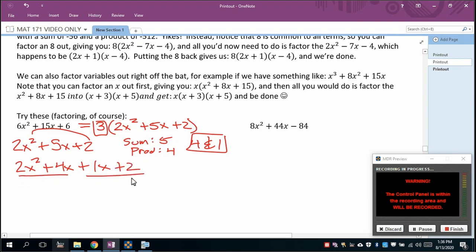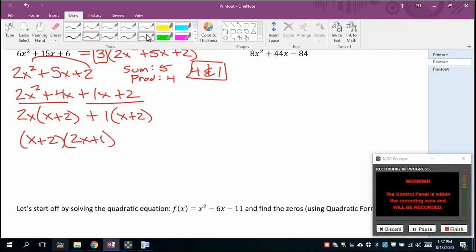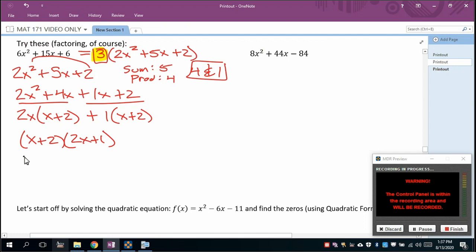And then you factor by grouping. We can take a 2x out of this, giving us x plus 2. And we can factor a 1 out of this, giving us x plus 2 here. So this is x plus 2 multiplied by 2x plus 1, or vice versa. But don't forget, we took the 3 out, so we've got to bring it back. So the final answer is going to be 3 times x plus 2 times 2x plus 1 when all the smoke clears. That's going to be your final answer.